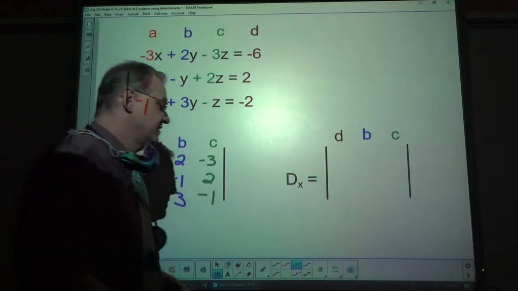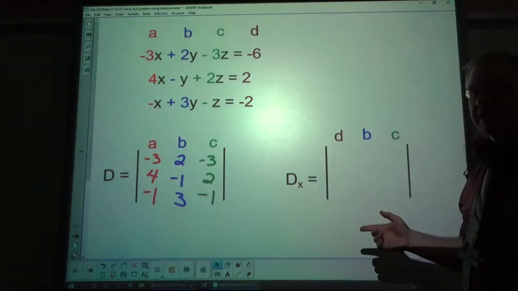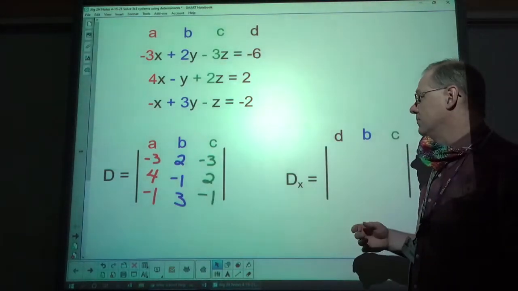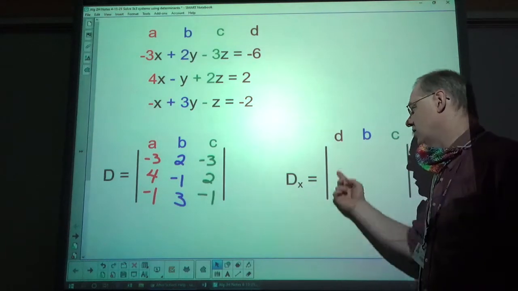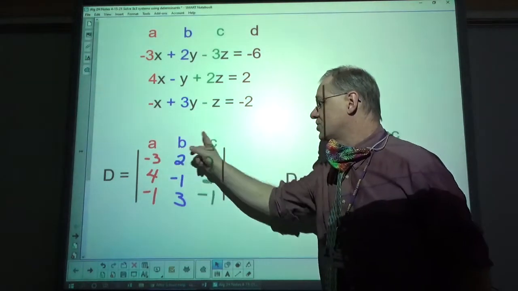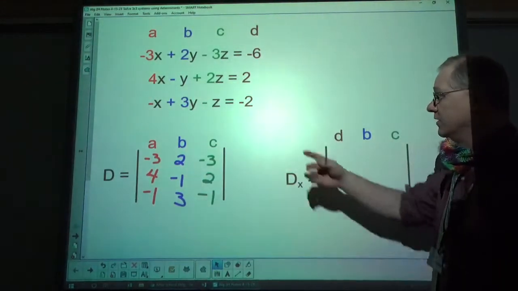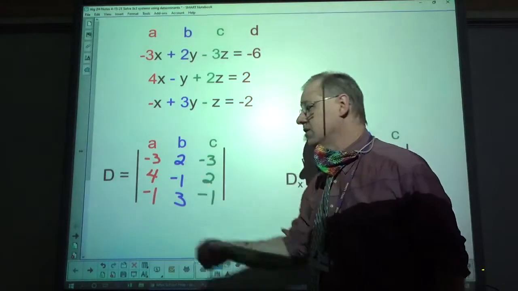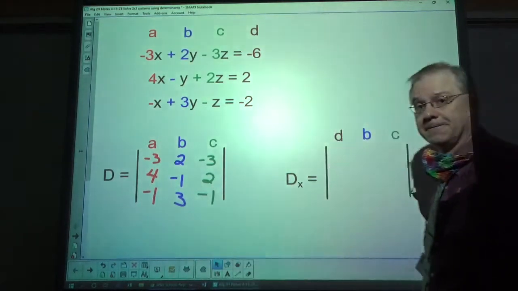Now, when you find D sub x, and I'll explain the rest of this in a bit, the answer column, you might call it, or the numbers column, is going to replace where the x's are, which is in the A column. And then you do BC. So it's always replacing whichever of the columns the variable is in with the answer column. So D sub x replaces the A column. D sub y replaces the B, and D sub z replaces the C.